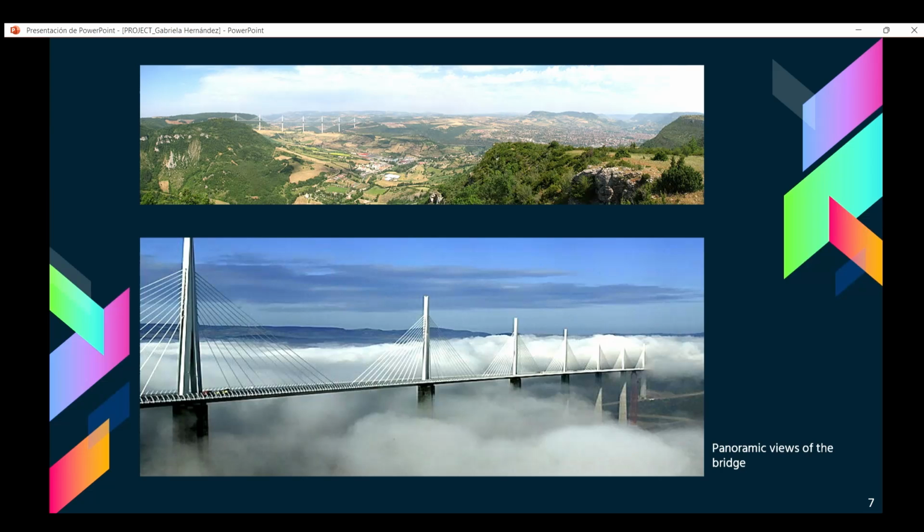With these two images we can see how imposing and powerful a bridge can be. The importance of bridges is of great relevance. With this reference we can see how they are able to shorten great distances due to their structure and the natural difficulties in this case that they can face.